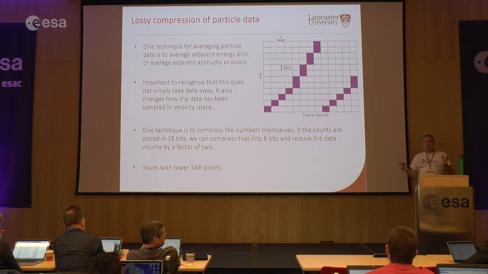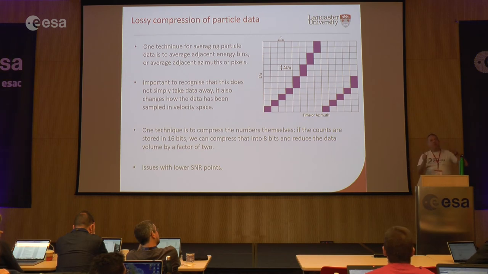It's the same thing when I look at a spectrum. If I average a UV spectrum over a certain interval, I've sampled the underlying distribution in a very different way. I've changed the information content.